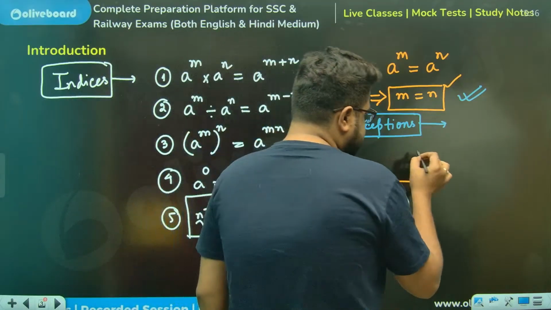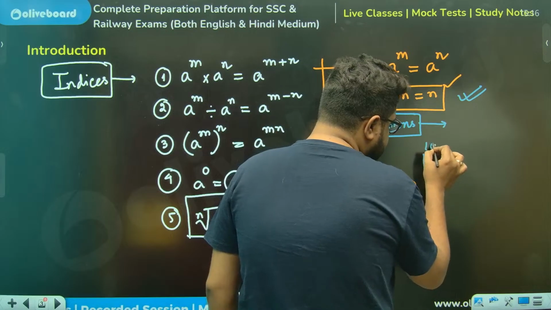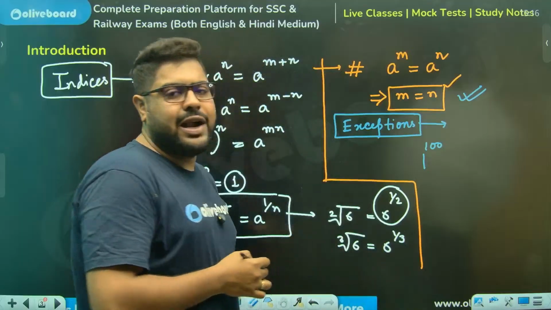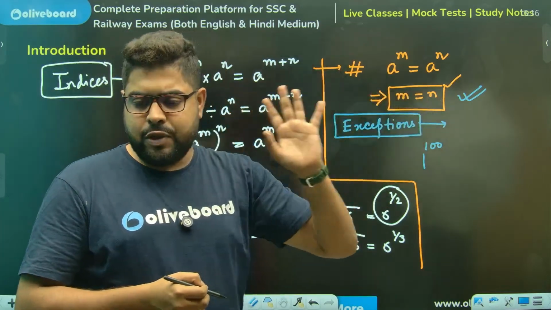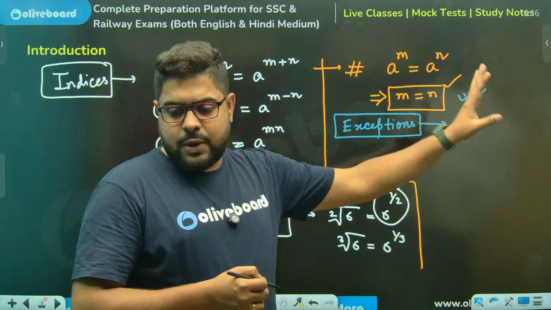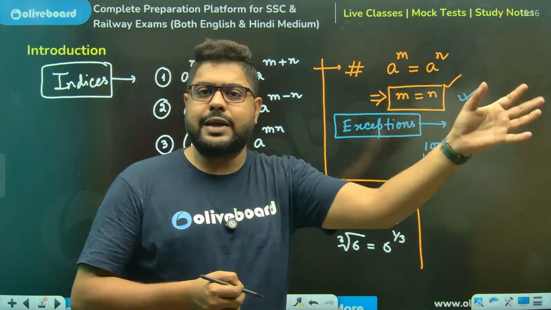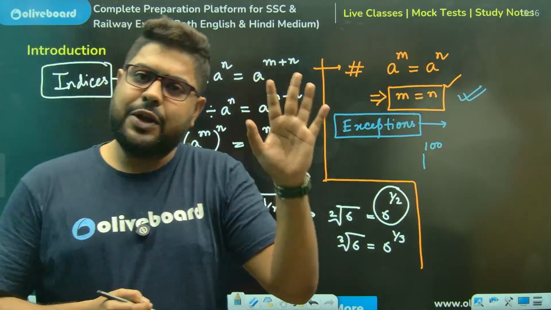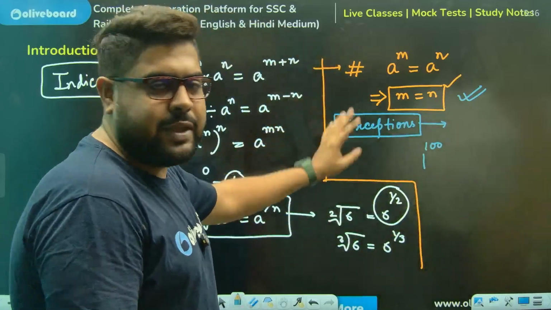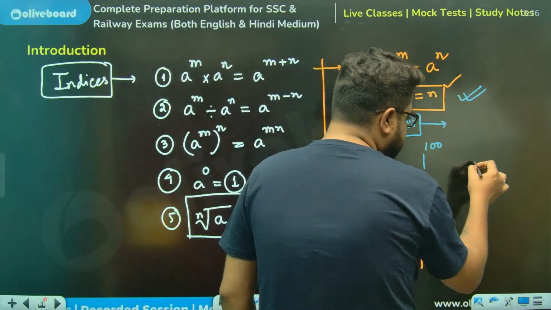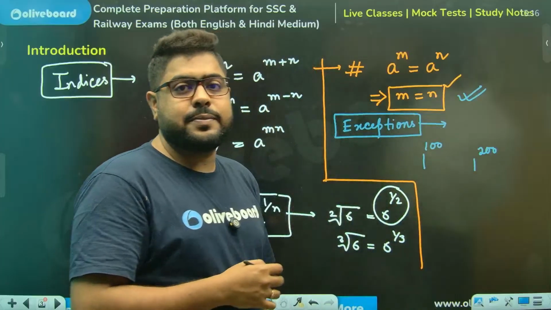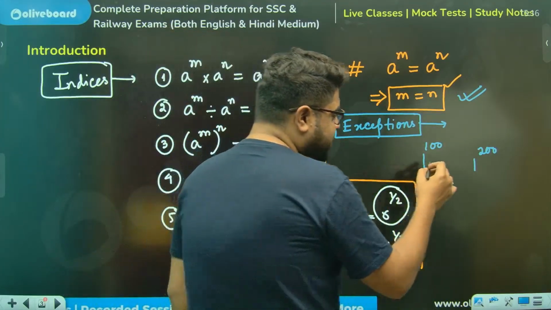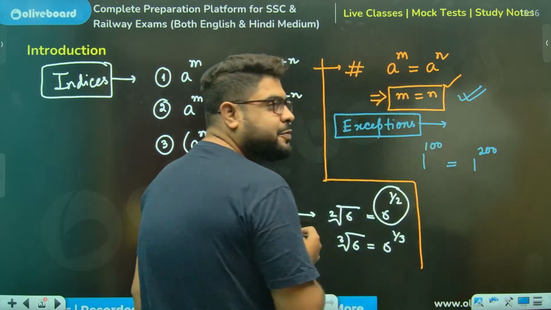Tell me, sir, 1 to the power 100 is how much? You will say 1 to the power anything is 1. 1 to the power 100 means 1 into 1 into 1 till 100 times, so it is 1. And 1 to the power 200 is how much? Again that is also 1. So both are equal because both are equal to 1.